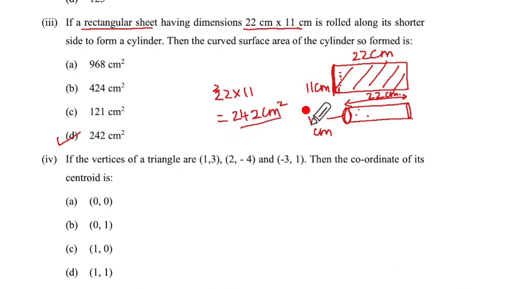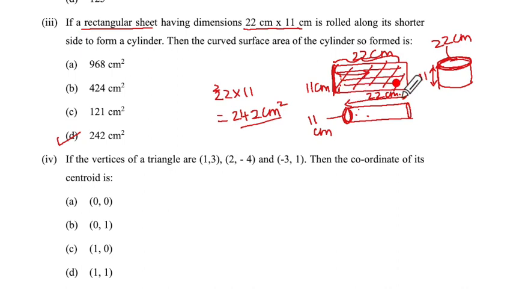Now you must be thinking that if you were to roll along this side, you would have got a cylinder like this. Whether you make a cylinder this way or this way, remember this part is 22 centimeters, that is the circumference, and this is going to be from here to here 11. Now if you were to open this paper up, you would still get the whole thing. So your area of this curved surface will be 22 into 11, even if you roll it along this way or this way.